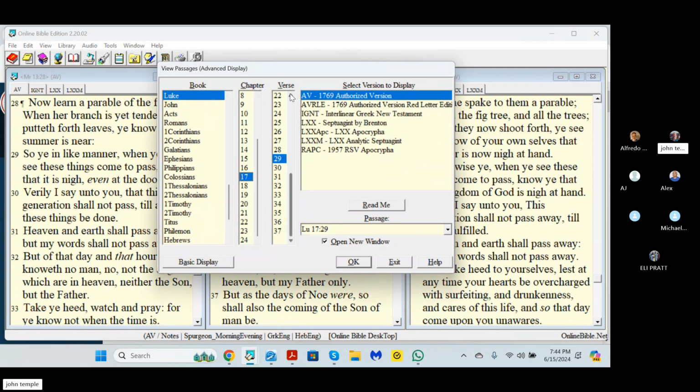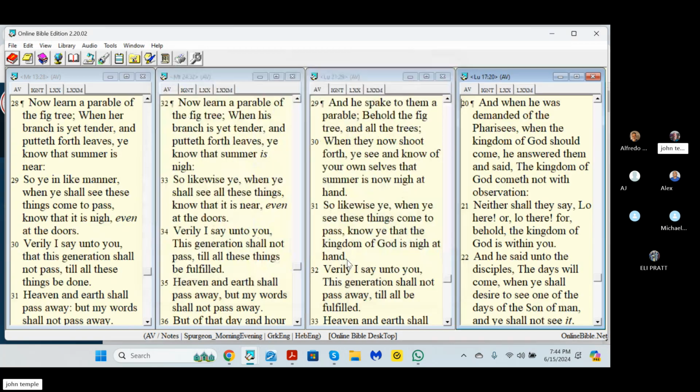Luke 17:20, I think that has to do with the repenting there. And when he was demanded of the Pharisees when the kingdom of God should come, he answered them and said, the kingdom of God cometh not with observation, neither shall they say, lo here or lo there, for behold, the kingdom of God is within you.